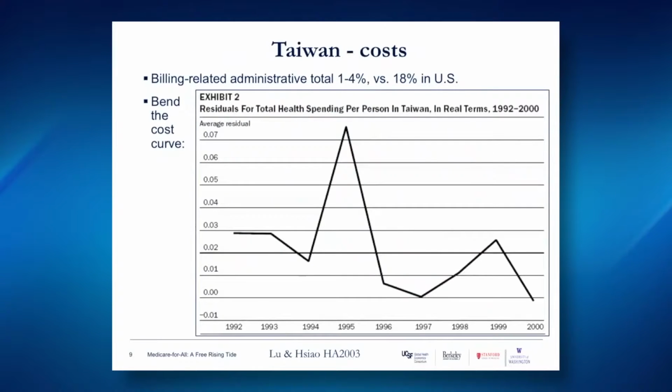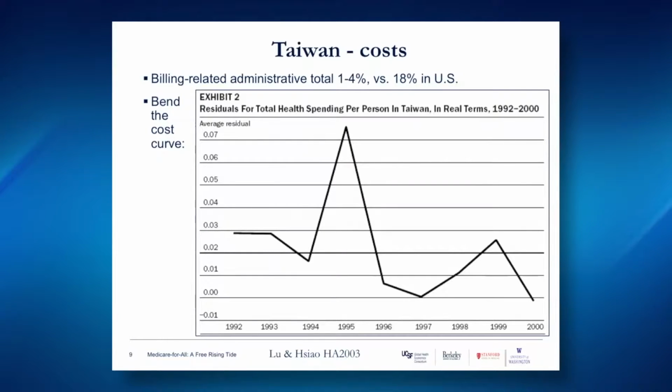This is what they found with costs. Billing-related administrative costs were 1% on the system level and a few percent at providers. This is as compared with 18% in the United States. In terms of watching the cost curve, we see here on the vertical axis is the residual spending growth. This residual spending growth is what's left after you adjust for changing demographics and any disease epidemics and considerations like that. And what was seen was in 1995 you get a peak.